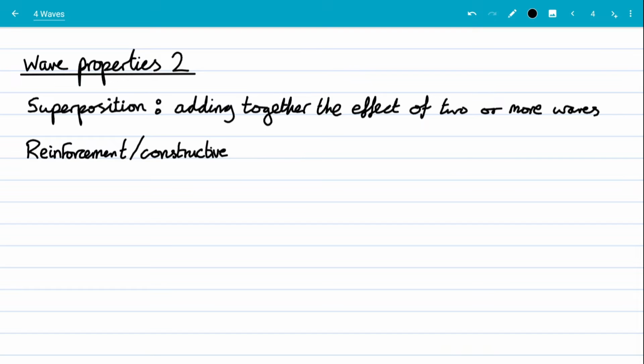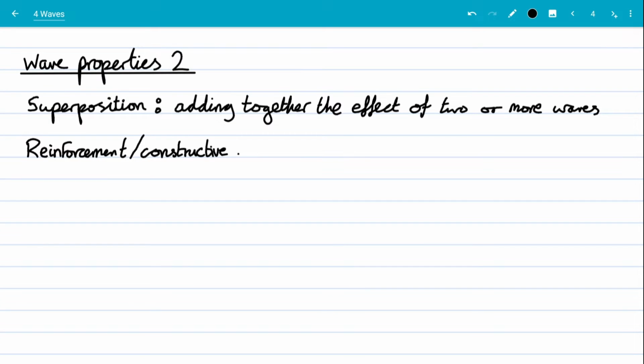And the term interference and the term superposition, they kind of mean the same thing. Interference is what you call it when waves happen to be in the same place and we add up the effects of those waves. Superposition is a more general term, so I guess wave interference is an example of superposition. So reinforcement or constructive interference. There we go.